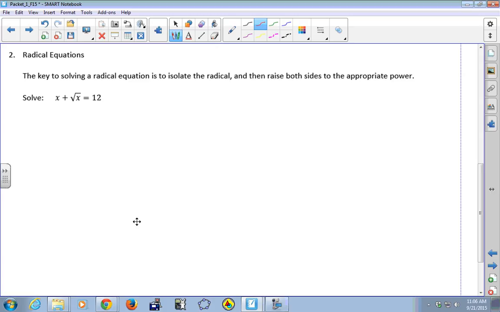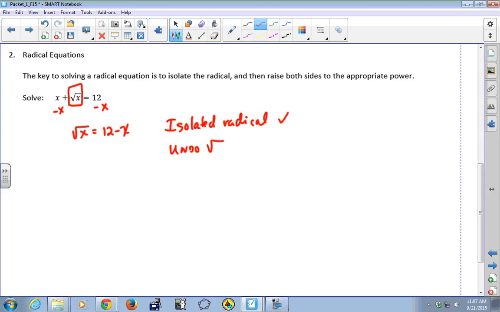Okay, you want to isolate your radical, and that just means get your radical on one side with a coefficient of 1. Well, there's nothing to do here because that already has a coefficient of 1 on the outside of the square root of x. So you subtract x from both sides. Okay, so step 1 is you've isolated your radical. That's done. And now you have to undo the square root. And so you want to undo the square root sign by squaring both sides of your equation.